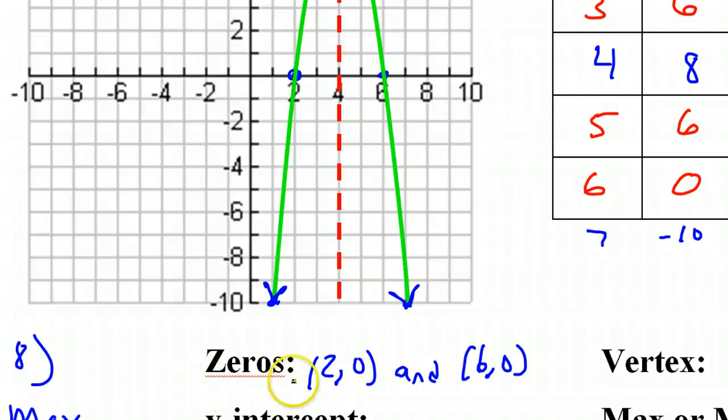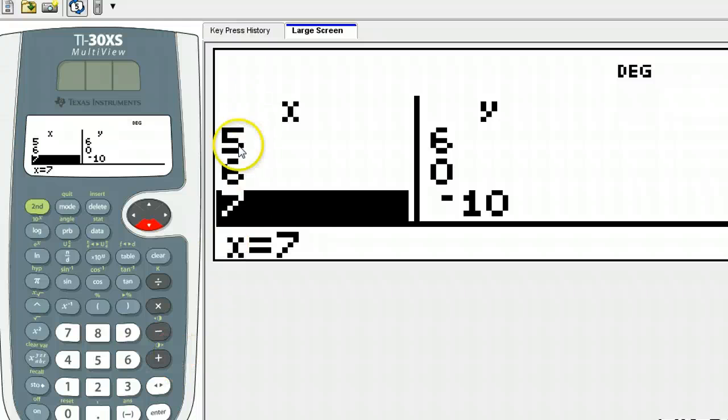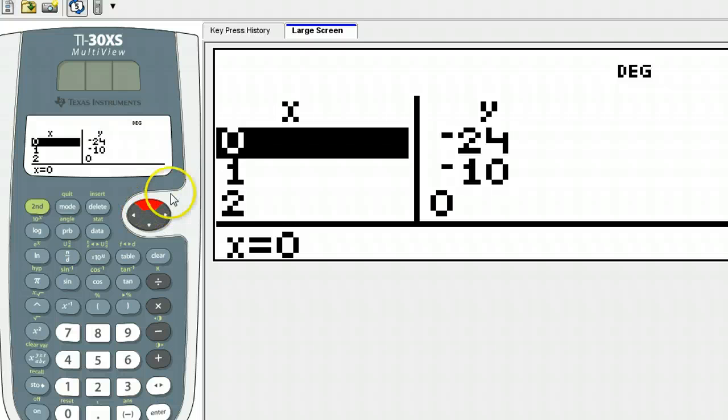So what I would recommend to you is understand that the y-intercept of course is going to be 0, something. Because that y-intercept is going to be on the y-axis wherever it is. So the x value will be 0. So to find the y value, let's use a calculator. So let's scroll to an x value of 0, and see what we've got. So 4, 3, 2, 1, 0. Bam! Well, no wonder it didn't fit on the graph, because it says 0, negative 24.